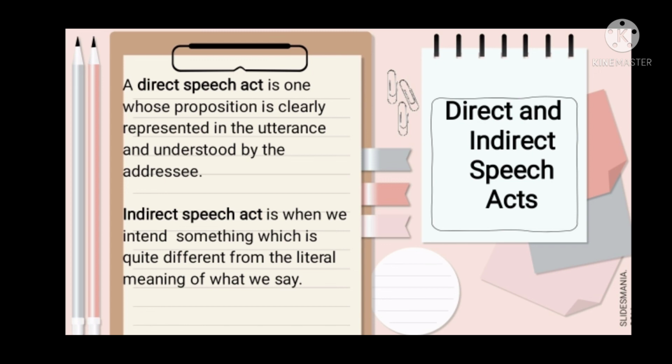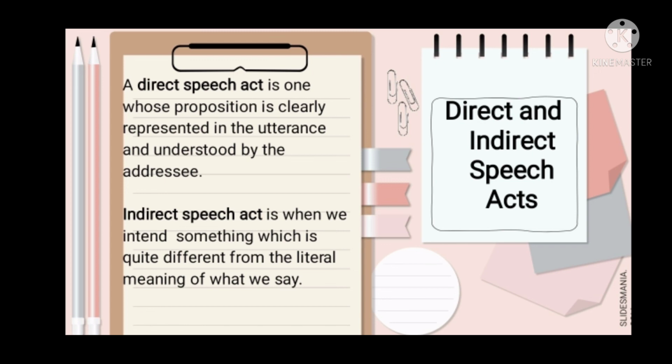A direct speech act is one whose proposition is clearly uttered, clearly presented in the utterance and understood by the addressee. It is direct to the point, from the word itself. It is an utterance that is direct to the point, with no other meaning or no other inferences that can be made. It is a direct speech act.